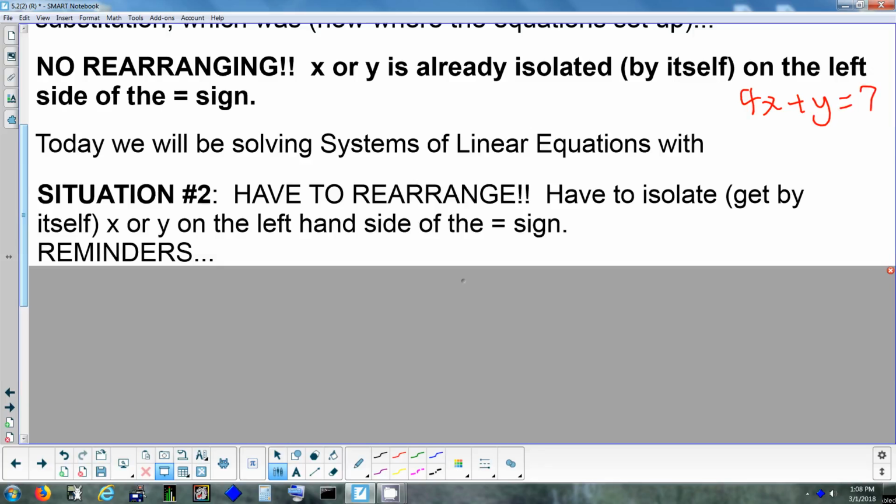Again, Y is by itself here, but it's not isolated. Isolated means it's usually on the left-hand side of the equal sign with nothing else around it, no other terms. So just keep in mind, this right here is non-isolated. Today we're going to have to rearrange, but it's only going to be one step. We're just going to go through the different situations you're going to have, or some reminders to get the equation ready to go.